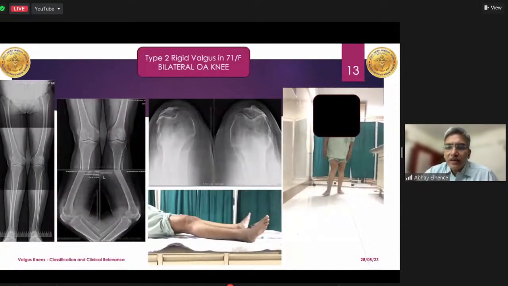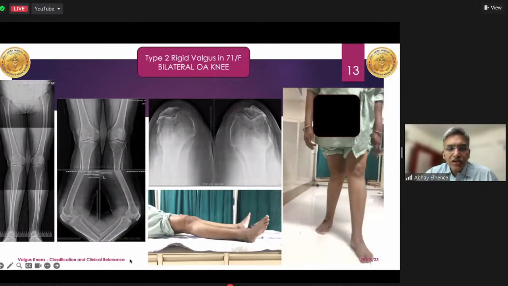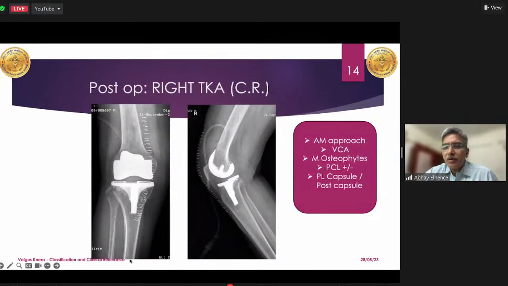Type 2s, where you would have a rigid valgus, are patients essentially where you would require an anteromedial approach. You would require to factor in the valgus correction angle, and Dr. Mulaji has published on this, that there is an inverse association of the valgus correction angle with the severity of the valgus in the knee. And one would need to reduce the marginal osteophytes. So PCL may or may not be reduced. If you have a stable, balanced PCL, it is not a must to remove.